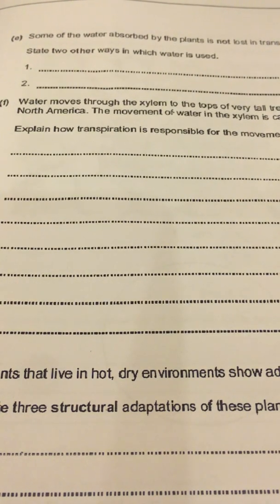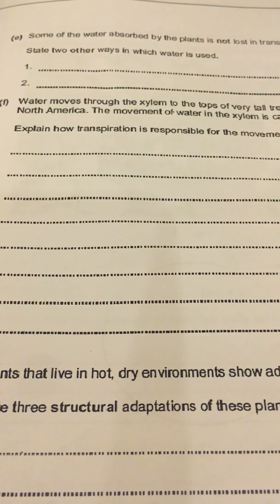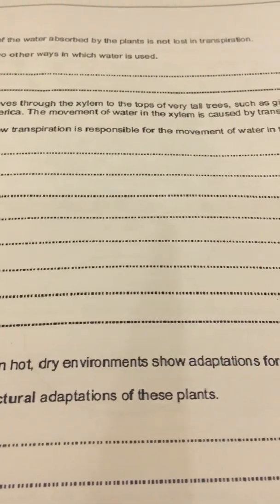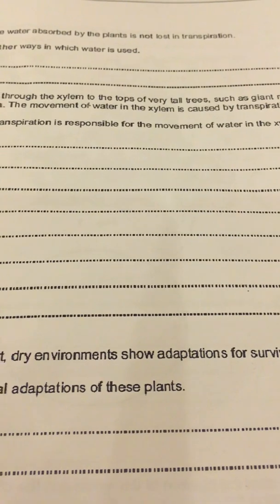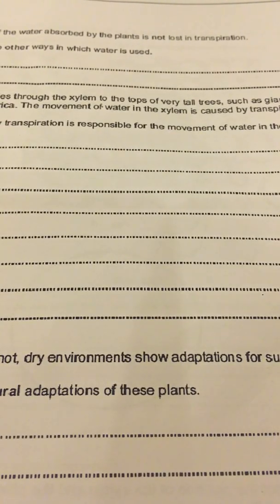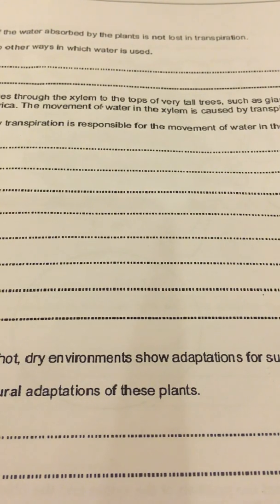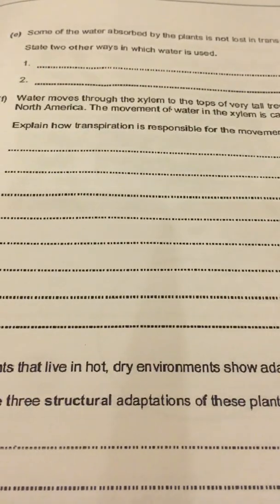You have many answers. Now, water moves through the xylem to the tops of very tall trees, such as giant redwoods of North America. The movement of water in the xylem is caused by transpiration. Explain how transpiration is responsible for the movement of water in the xylem. This is a very important point. I want to talk about it.